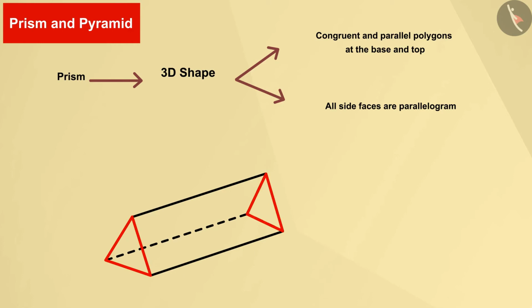Now, let's give the base and top end of it a color like this. We can see that both the ends of this shape are triangles and its three side faces are rectangular, one in front, one at back, and one down.